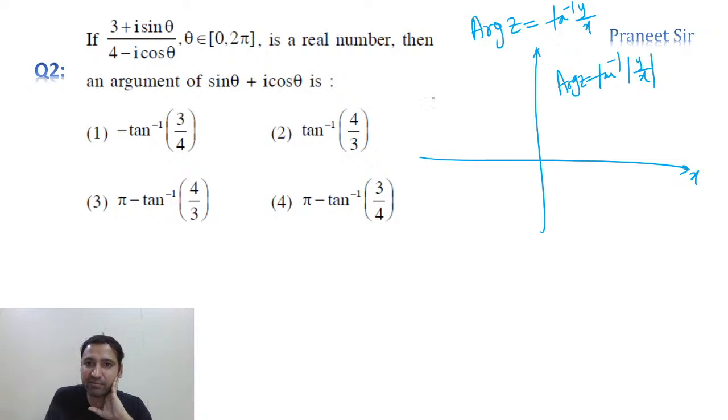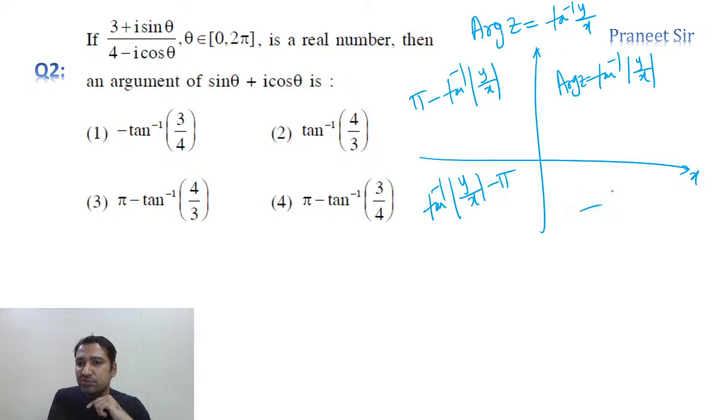This is the formula. Same way, if it is second quadrant, the formula is pi minus tan inverse of mod y by x. If the complex number belongs to the fourth quadrant, the formula is tan inverse of mod y by x minus pi. Same way, if it is in fourth quadrant, the formula is minus tan inverse of y by x. This is the formula we have.